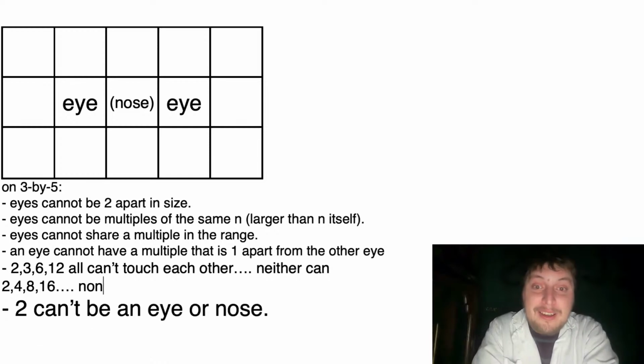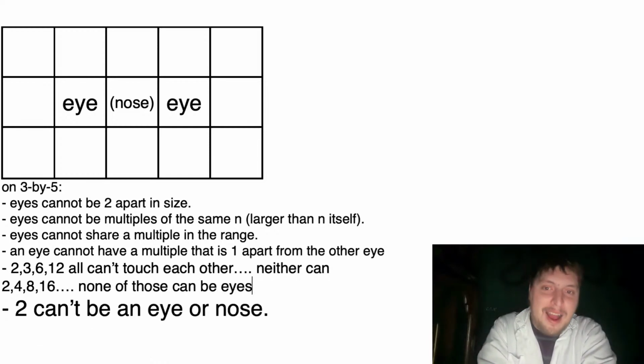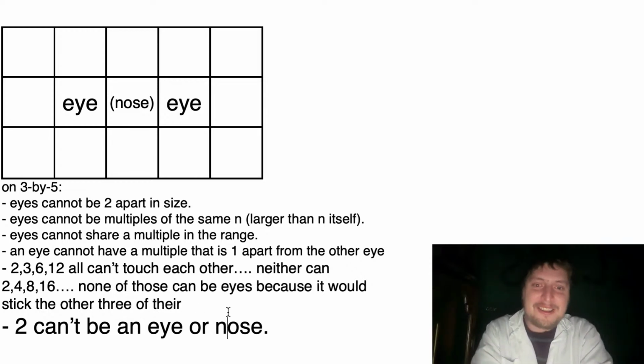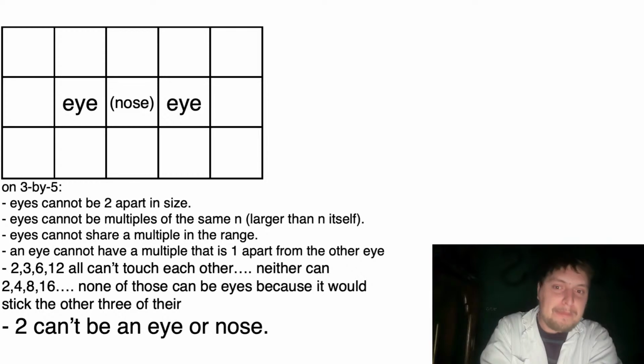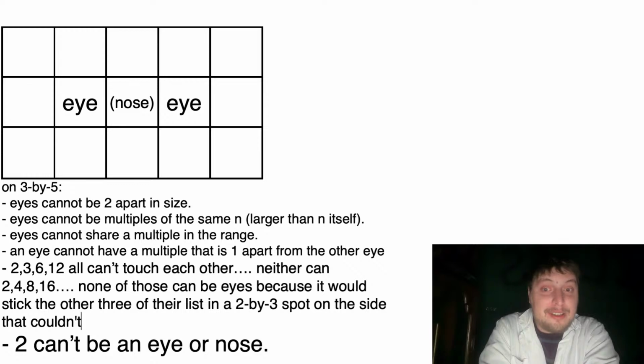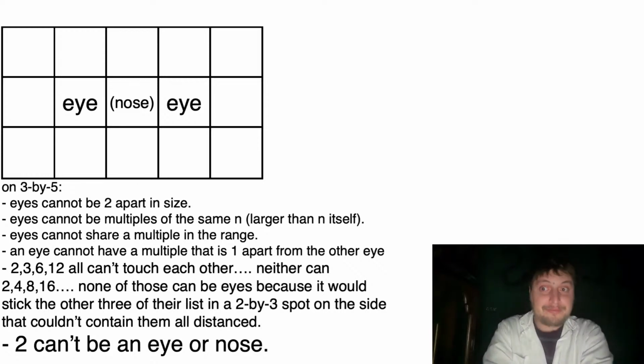So none of those can be eyes, because it would stick the other 3 of their list, the other 3 on their list, in a 2x3 spot on the side that couldn't contain them all distanced. I'm going to spell out 3 to say it's not the number 3, but the quantity.